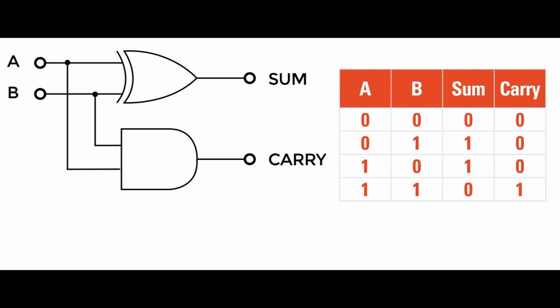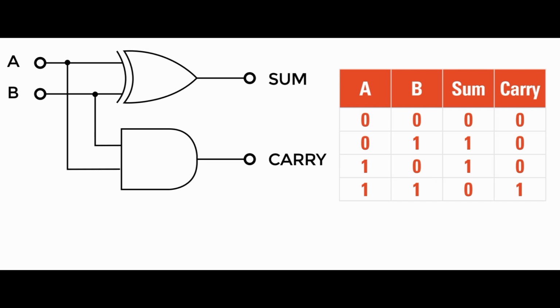And you know the binary addition also. In binary addition, 0 plus 0 is equal to 0, 1 plus 0 is 1, 0 plus 1 is 1, and 1 plus 1 is equal to 10. 1 plus 1 is equal to 10 means your sum is 0, carry is 1. So accordingly we will build a circuit.